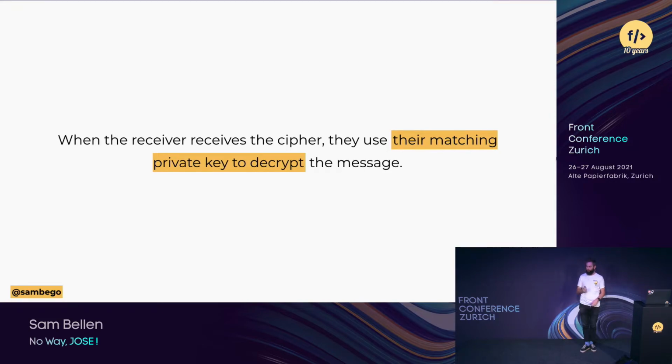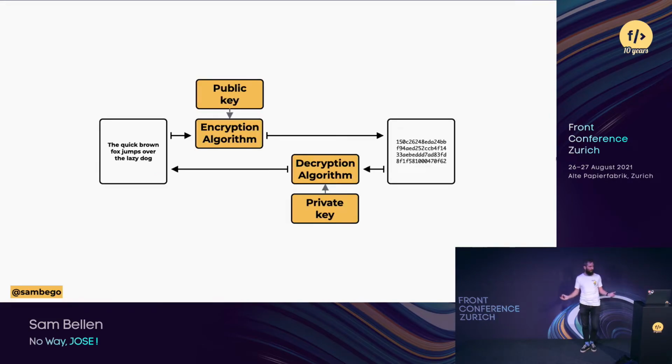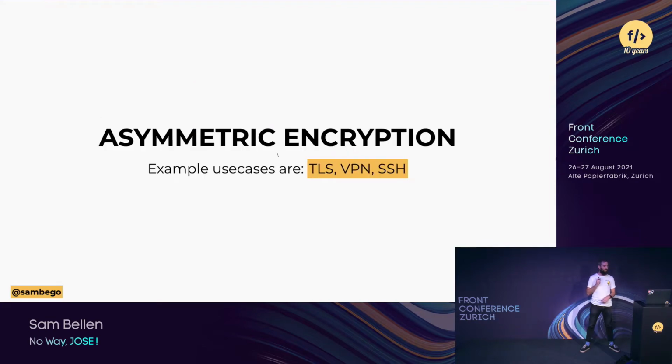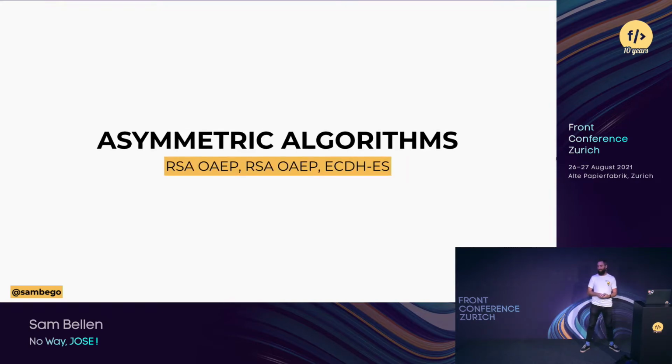It's something you keep secure, and using the private key, you'll be able to decrypt the message and read the original message. So if we look at the same example, you have the input, you run it through the encryption algorithm using the public key, you get your cipher, and then if you want to decrypt it, you use your private key to get back to the original decrypted message. And some asymmetrical encryption use cases are TLS, VPN, and SSH. I think we've heard these acronyms before, or at least one of them. Some of the algorithms are RSA, OAEP, and so forth.